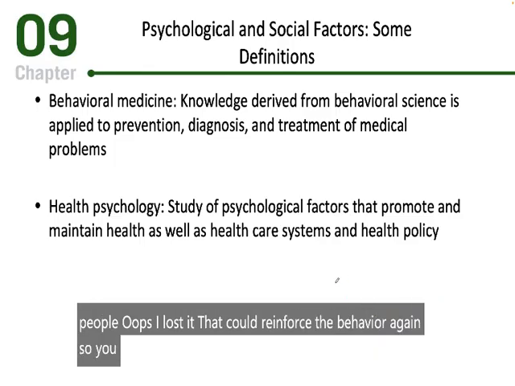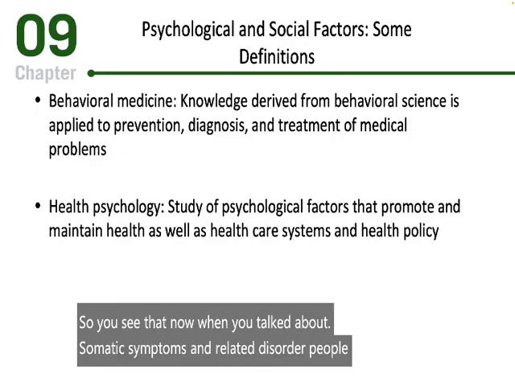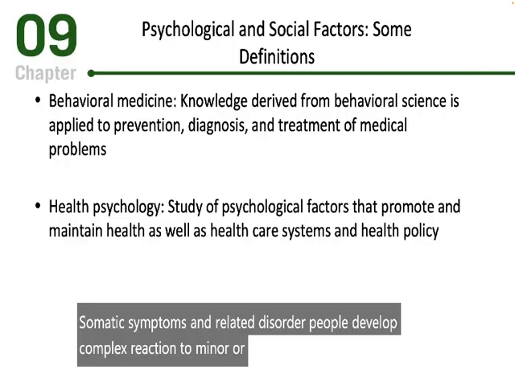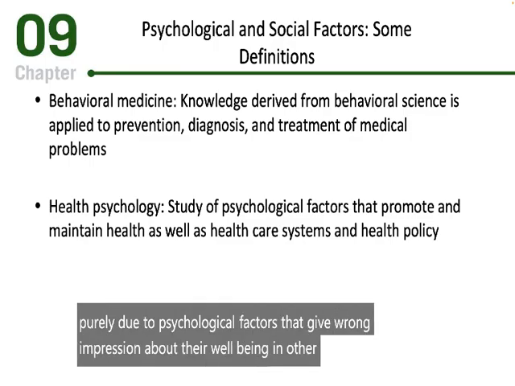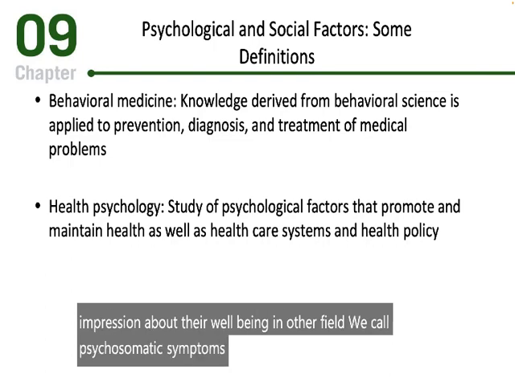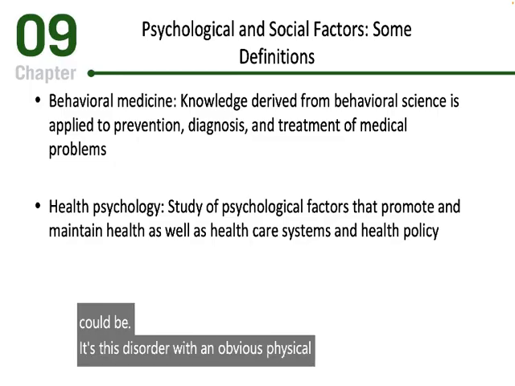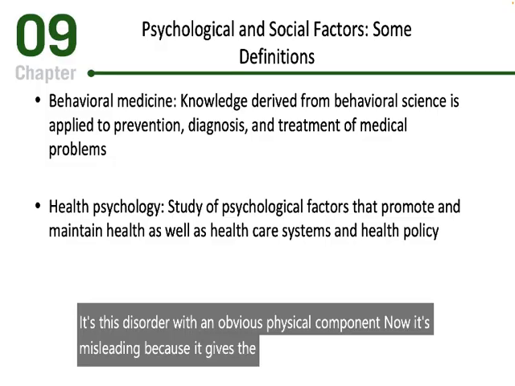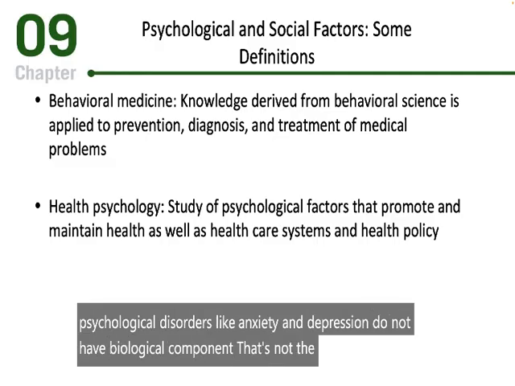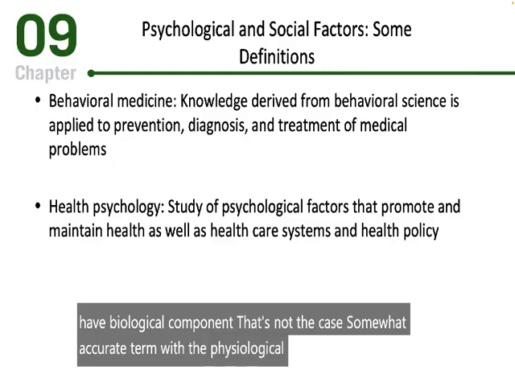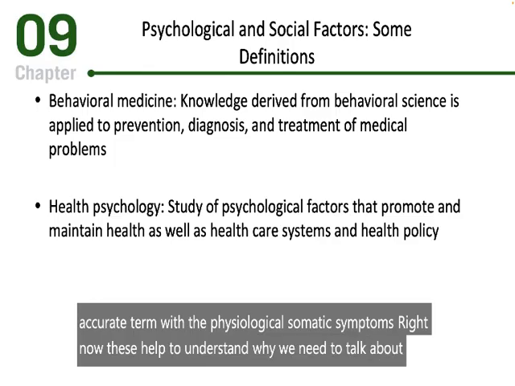So you see that. Now, when you talk about somatic symptoms and related disorders, people develop complex reactions to minor or no physical symptoms. This is purely due to psychological factors that give a wrong impression about their well-being. In other fields, we call these psychosomatic symptoms. Now, using this word psychosomatic could be misleading, because it gives the impression that psychological disorders like anxiety and depression do not have a biological component. That's not the case. A somewhat more accurate term would be physiological somatic symptoms, right? Now, these help to understand why we need to talk about psychology when we talk about physical illnesses.